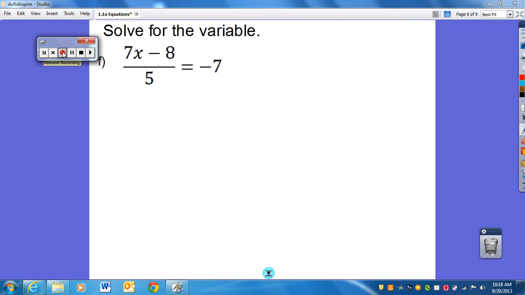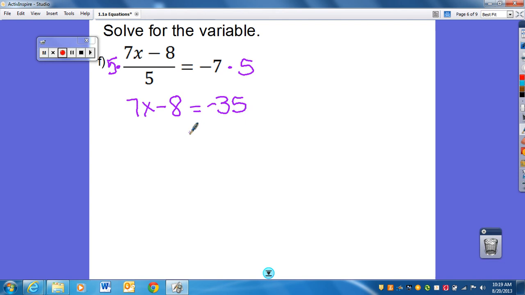Our next example is where we have a fraction. So what we would really like to do is to get rid of the 5. And to do that, we do the opposite operation. Since this is being divided by 5, we are going to multiply both sides of our equation by 5. And that will get rid of the fraction and leave us with an equation with a variable on one side.